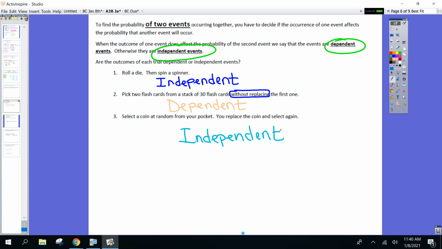Okay? So I just wanted to get those words out to you, independent and dependent. Independent means the first event has no effect on the second one. If it does have an effect, like it did in number 2, we say they're dependent on each other. How do you find these probabilities now of independent and dependent?